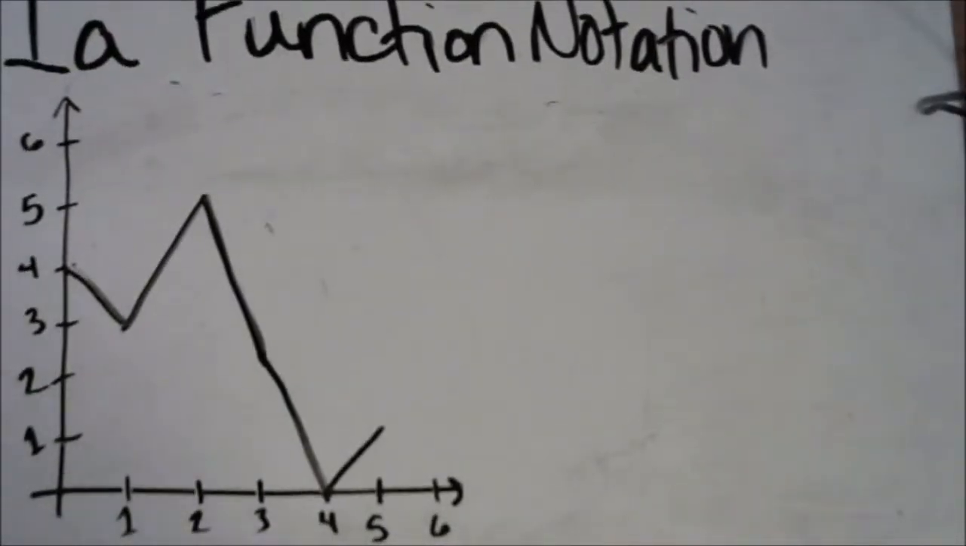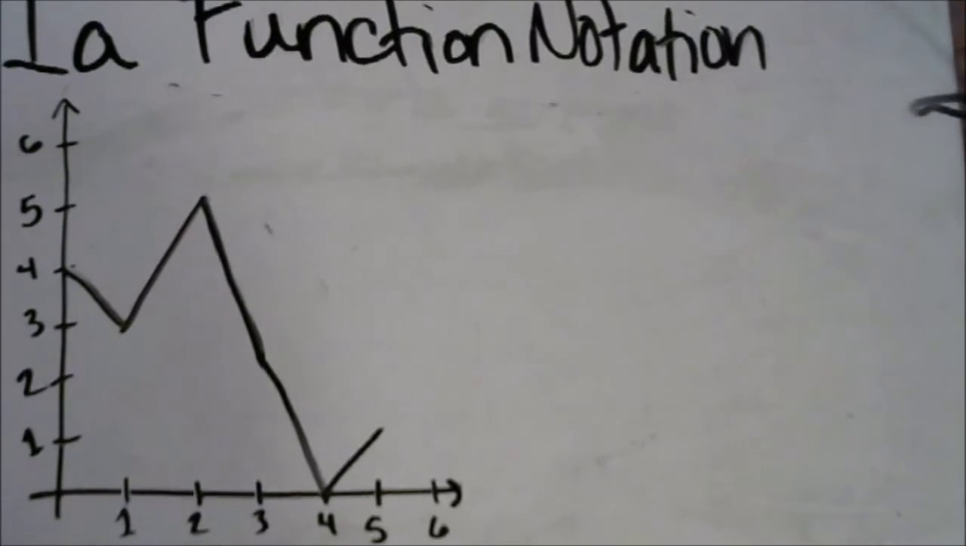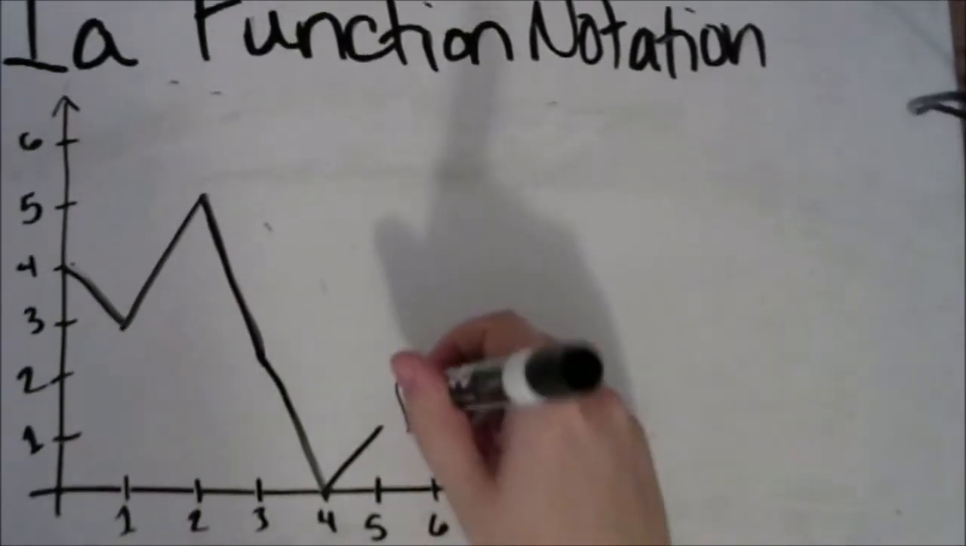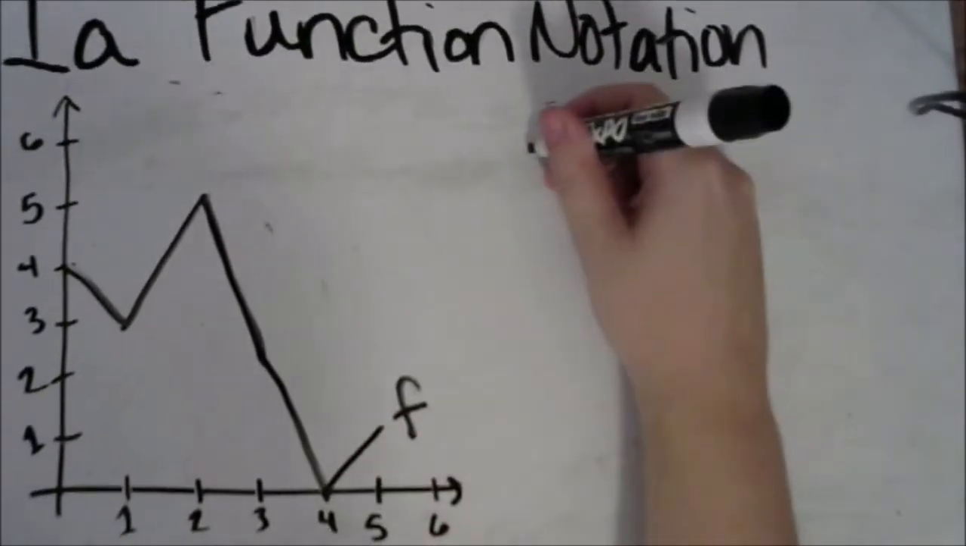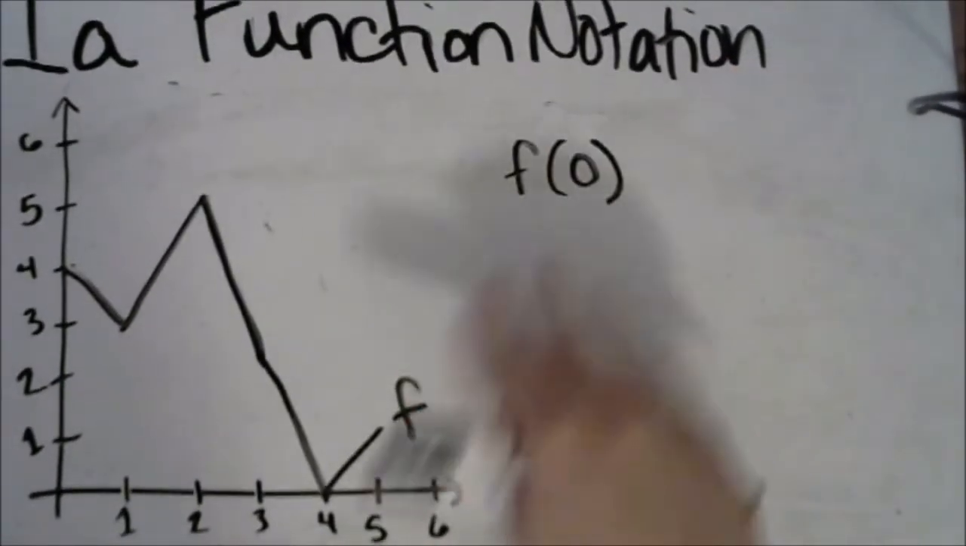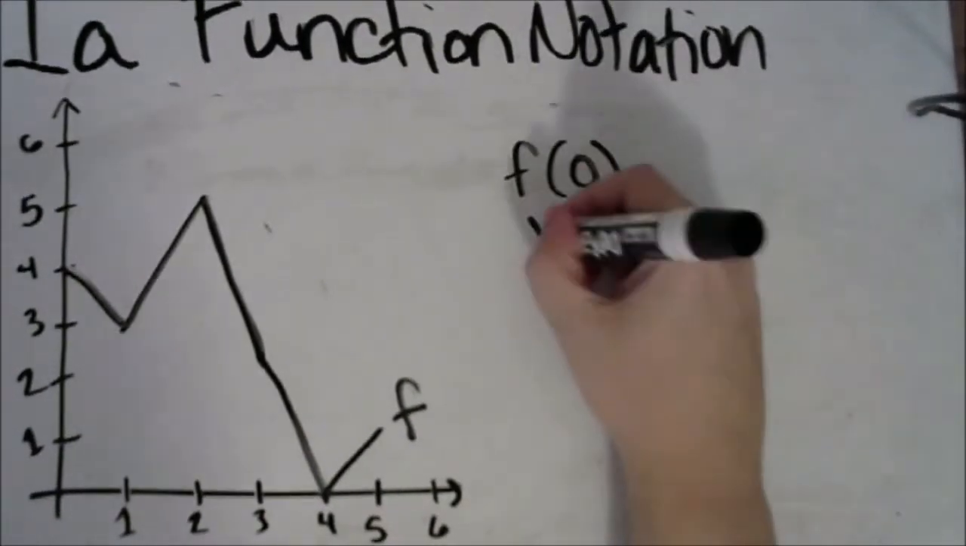A graph can be a function just like an equation and can be evaluated, but we need different techniques when evaluating a graph instead of an equation. Remember that a function is the value of f at a given x. So if we name this graph f, and we see the first question in the notes as f of 0, we're being asked what is the value of this graph at x equals 0.